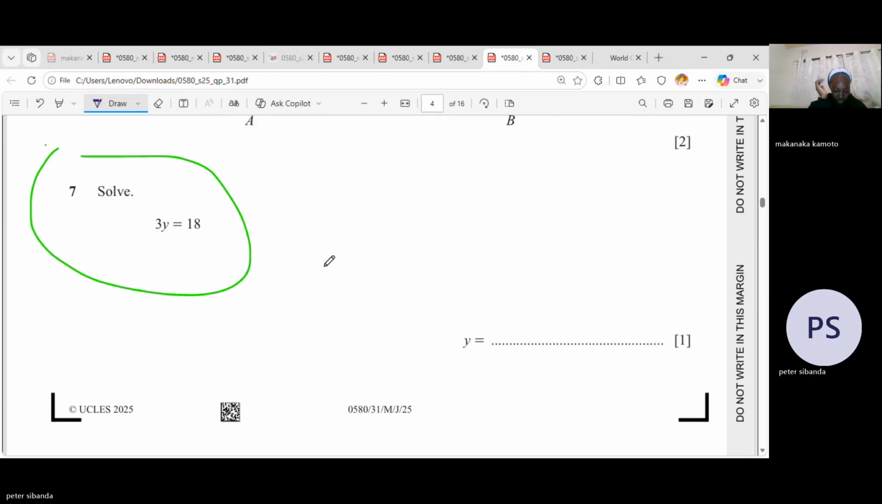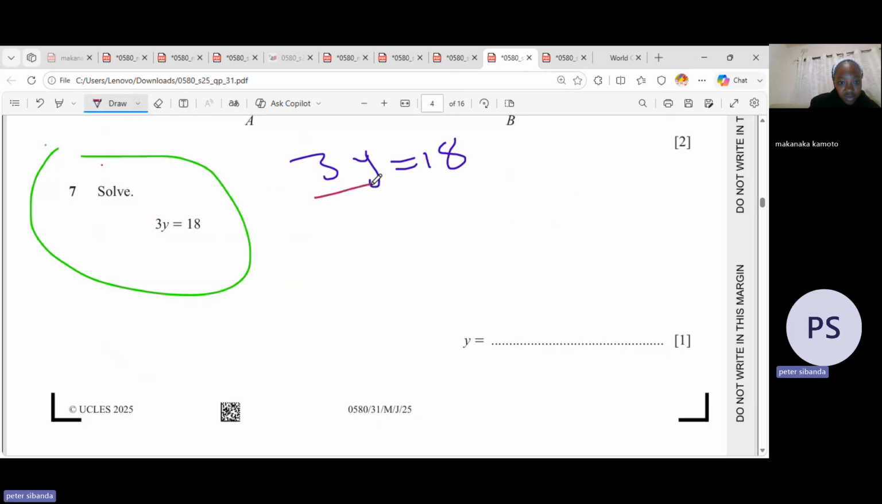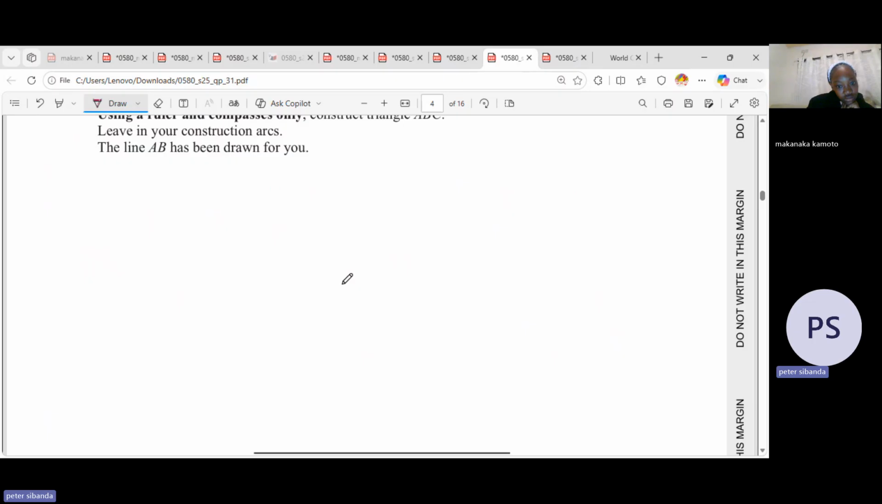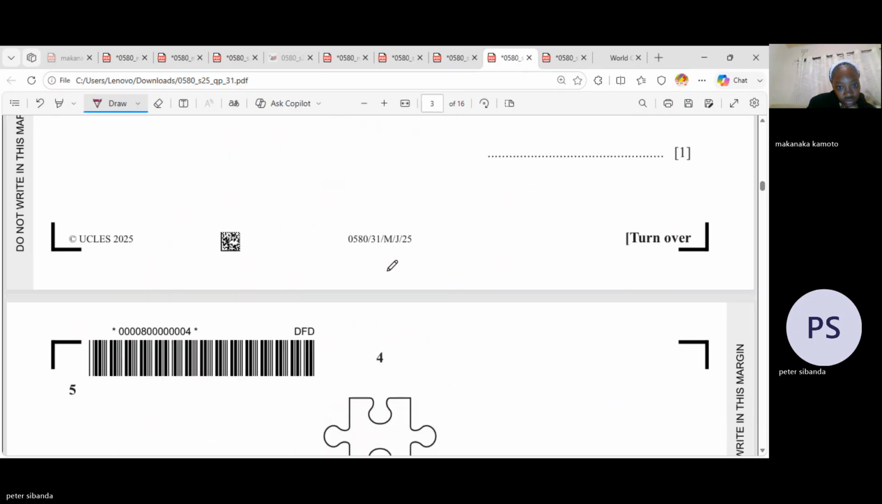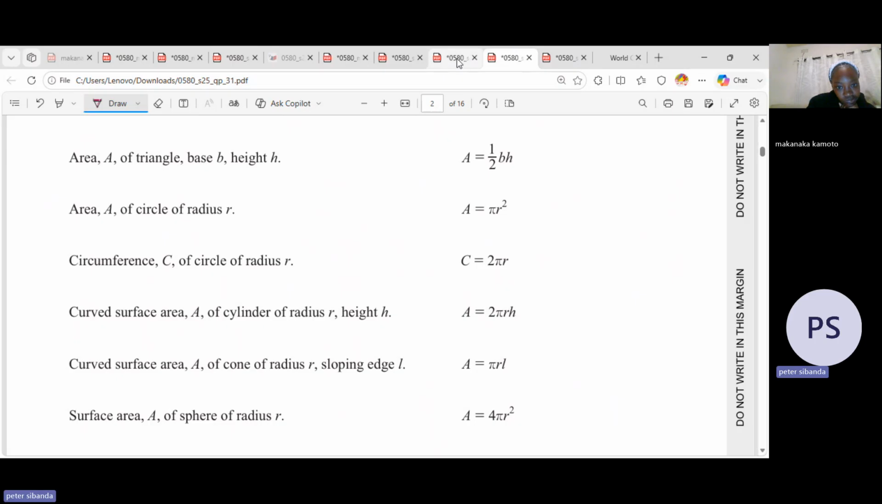This one. They want you to solve 3y equals 18. How do you do that? Divide both sides by 3. Doing very well, huh? That's why I said you could have done extended and you would be fine. So y is equal to what? y is equal to 6. I think that's just about it for this question paper. We move to the next one.